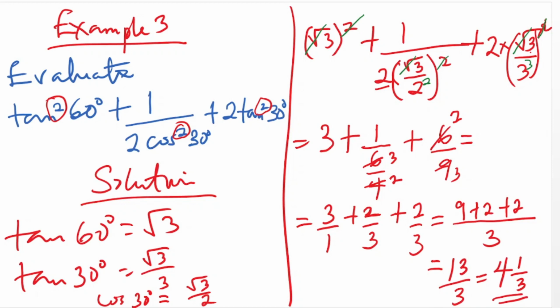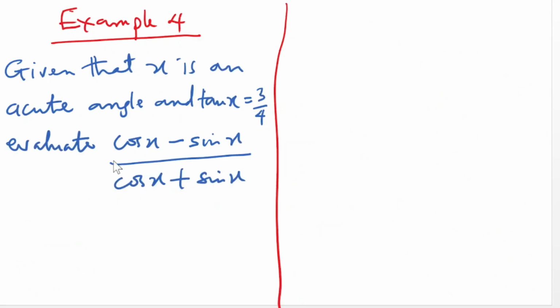So the last one, let's look at one more example before we end this class. So the next example is example 4. The question is, given that x is an acute angle and tan x is 3 over 4, evaluate cos x minus sin x over cos x plus sin x. So what we're going to do in this case is that we cannot have this if it is not a right angle triangle. So we're going to draw a right angle triangle first.